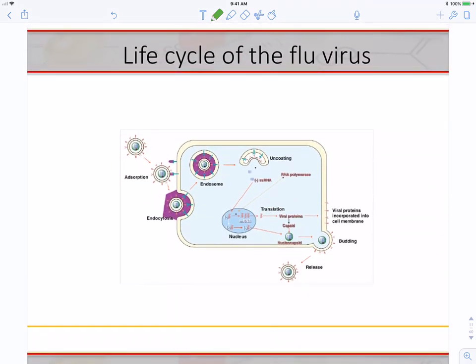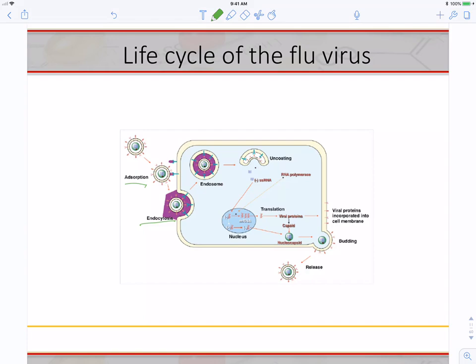So let's look a little bit more in detail at what happens during the life cycle of the flu virus. First we have absorption. So again, this is when the hemagglutinin recognizes its target. Once several hemagglutinin molecules are engaged with glycoproteins expressed on the surface of the cell membrane, then we have endocytosis. So we form an endosome that is taken up inside the cell. This process is called endocytosis.